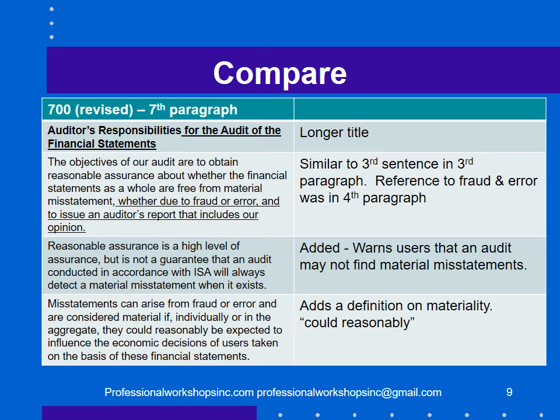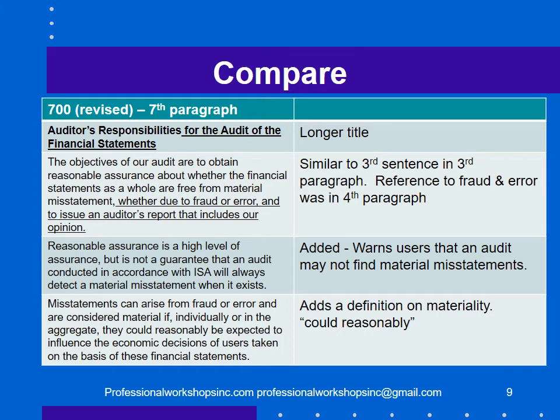Reasonable assurance is a high level of assurance, but it is not a guarantee that an audit conducted in accordance with the international standards for auditing will always detect a material misstatement when it exists. So that's a significant warning to users that an audit may not find material misstatements either from fraud or error.